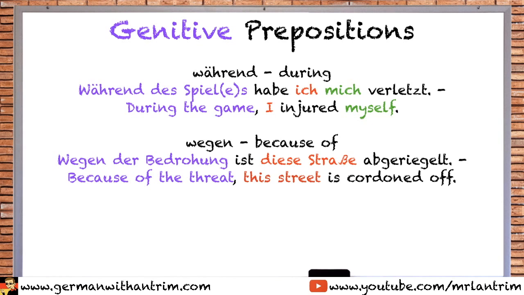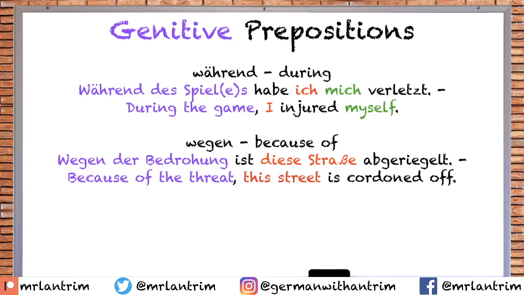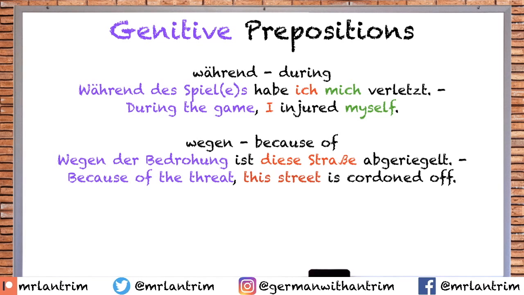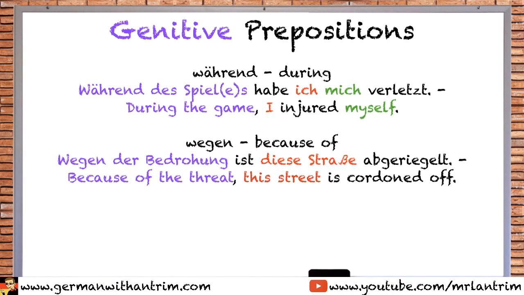Wegen is because of. Wegen der Bedrohung ist dieser Straße abgeriegelt. Because of the threat, this street is cordoned off, meaning this street is not going to be open anymore because of a threat. Wegen der Bedrohung.